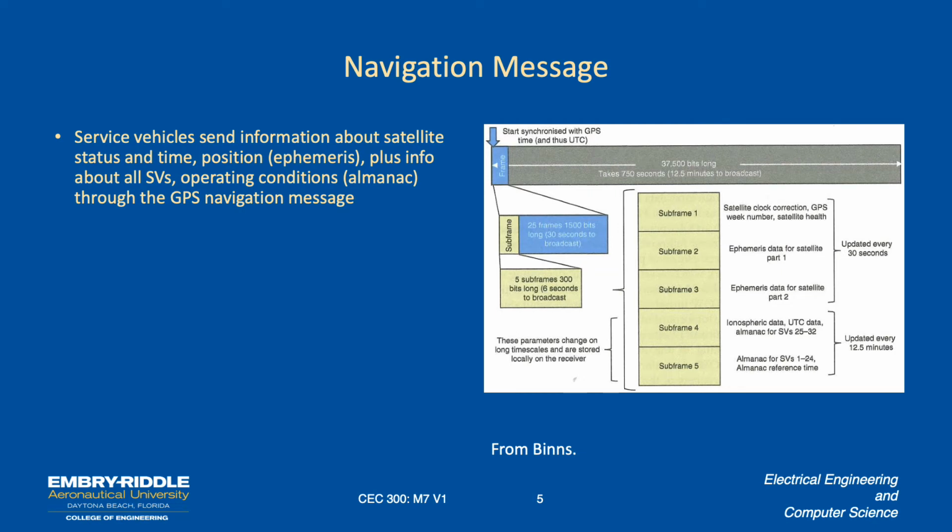So the navigation message we talked about is 37,500 bits long. It takes 12.5 minutes to transmit. It's set up in 25 frames. Each is 1,500 bits long, so each frame takes 30 seconds, and each frame is made up of 5 subframes, so each one of those takes 6 seconds. But the basic bit rate there is 50 bits per second, so a bit gets 20 milliseconds of time before the next. In each frame, the first subframe has to do with information about the satellite.